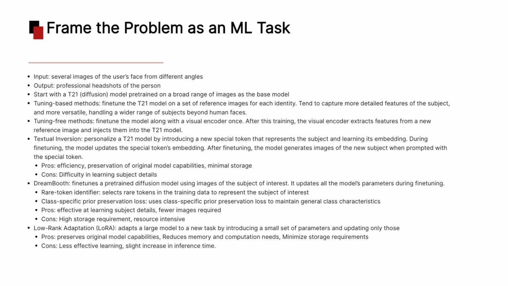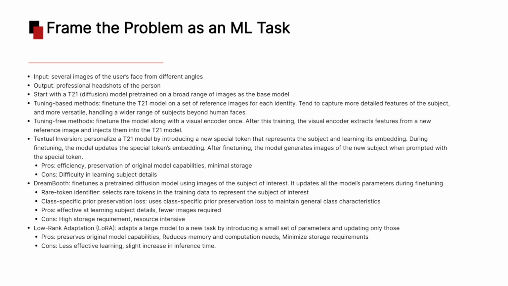2. Tuning-free methods. These use a visual encoder trained once alongside the diffusion model. For a new subject, the encoder extracts identity features and injects them into the diffusion process. Benefit: no per-user fine-tuning, instant personalization. Trade-off: may fail to capture subtle identity-specific traits like birthmarks or exact hairstyle.